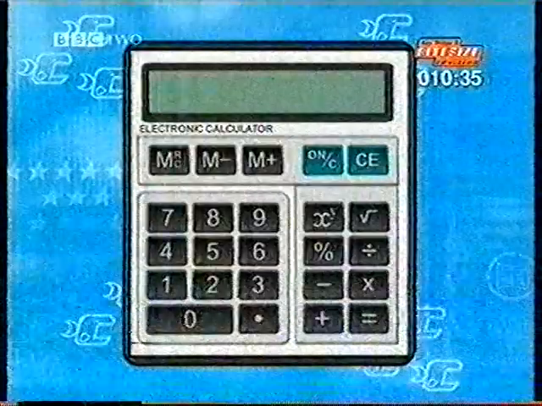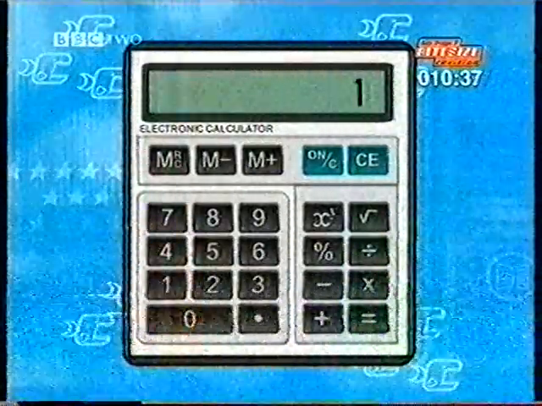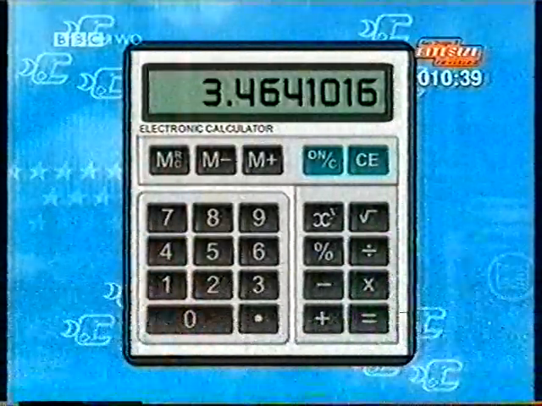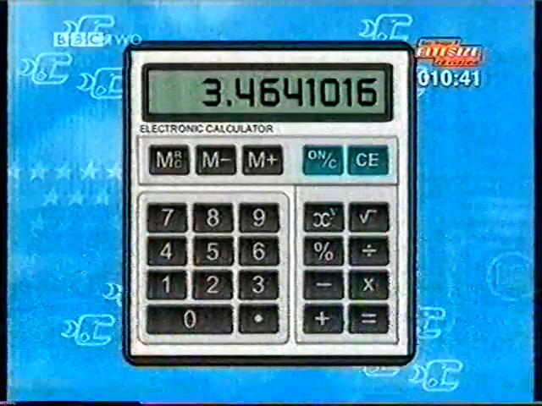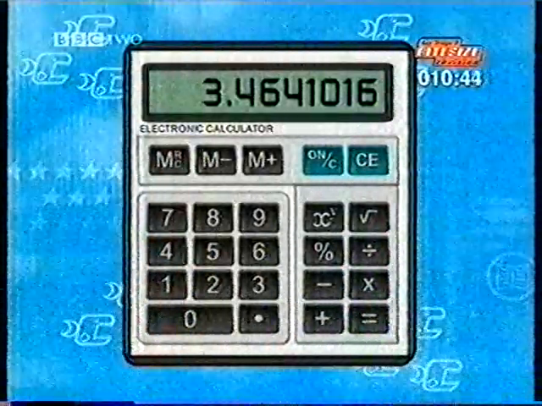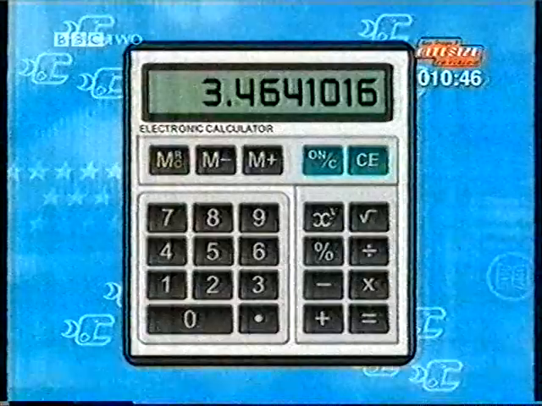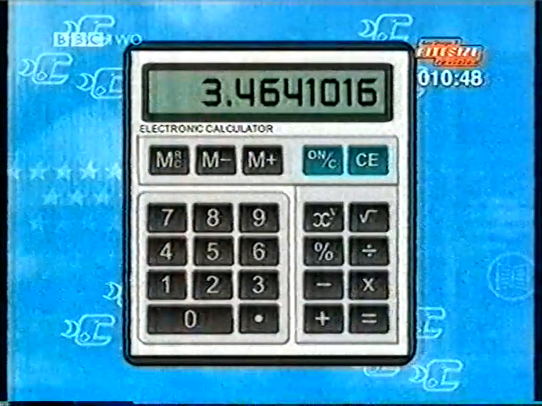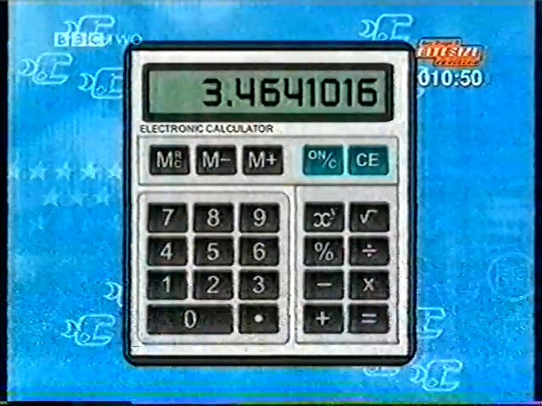In fact, every number has a square root, not just the familiar ones like 1, 4, 9, 16, 25, and so on. To work out the square root of 12, enter 12 and then press the square root button. And the answer is 3.46411016. Now, if we were to round this off to 2 decimal places, then the answer is 3.46.